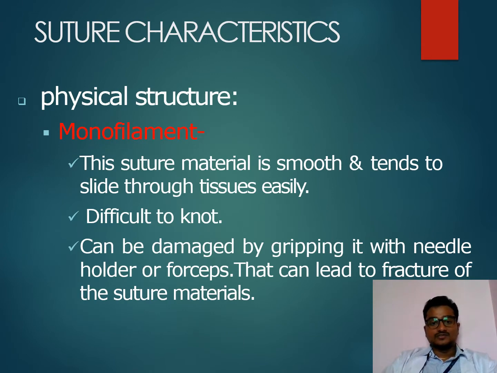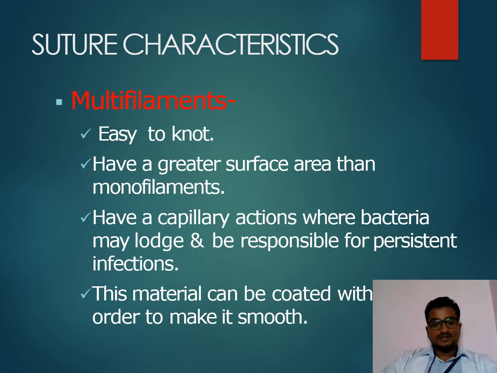Suturing characteristics. Physical suture, monofilament. This suture material is smooth and tends to slide through the tissues easily. Difficult to knot, it can be damaged by gripping it with a needle holder or forceps. This can lead to fracture of the suture material. The characteristics of a multifilament suture: easy to knot, greater surface area than the monofilament, and it has a capillary action where bacteria may lodge and be responsible for persistent infection. The material can be coated with silicone to make it smooth.